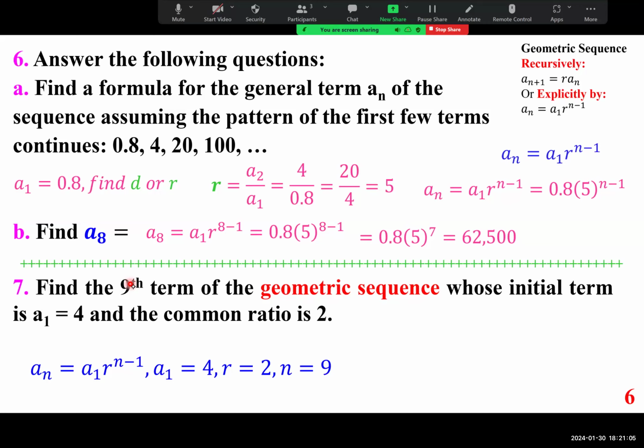So A sub 9 is, we can write this first as 4 times 2 to the power of n minus 1. And so replace the n with 9 and you get 2 to the power of 8 times 4, which is 2 to the power of 10, or 1024.